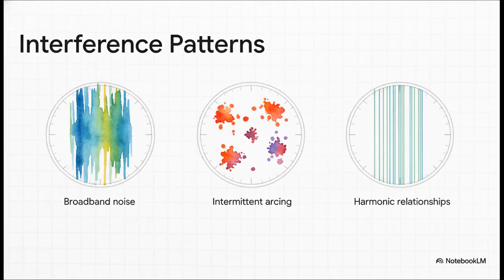And it's not just the legitimate signals that leave a signature. Interference does too. So broadband noise, maybe from a faulty power supply, creates these wide, ugly vertical streaks. Electrical arcing, that looks like just random, angry bursts of color all over the place. You can even spot things like harmonic relationships, which appear as these neat parallel lines. Once you know what to look for, the interference practically screams at you from the screen.